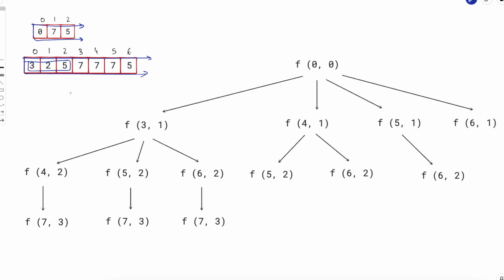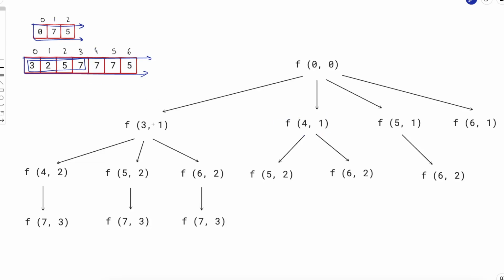Now let's look at other alternatives. So 3 2 5 7 is also a valid partition. Why? Because the AND of everything here is 0 as well, and in this case again you need to partition the remaining element into the remaining partitions, that is f of 4 comma 1. So f of 4 comma 1, right?